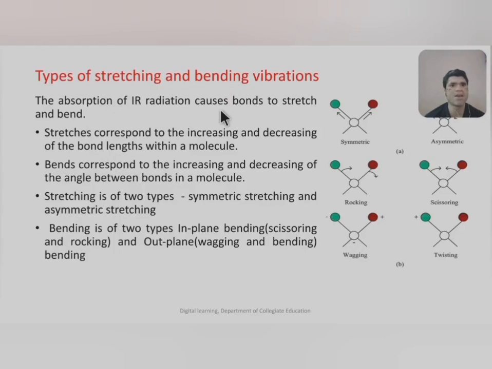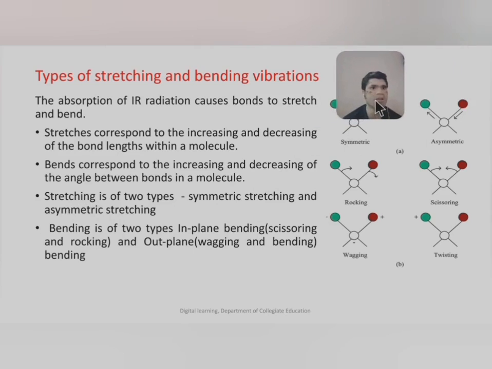Absorption of IR radiation causes bonds to stretch and bend. Stretching corresponds to increase and decrease in bond length within a molecule, and bending corresponds to increase and decrease in bond angle in the molecule. Stretching is of two types. One is symmetric stretching, as shown in the figure, and asymmetric stretching. So this is asymmetric stretching.